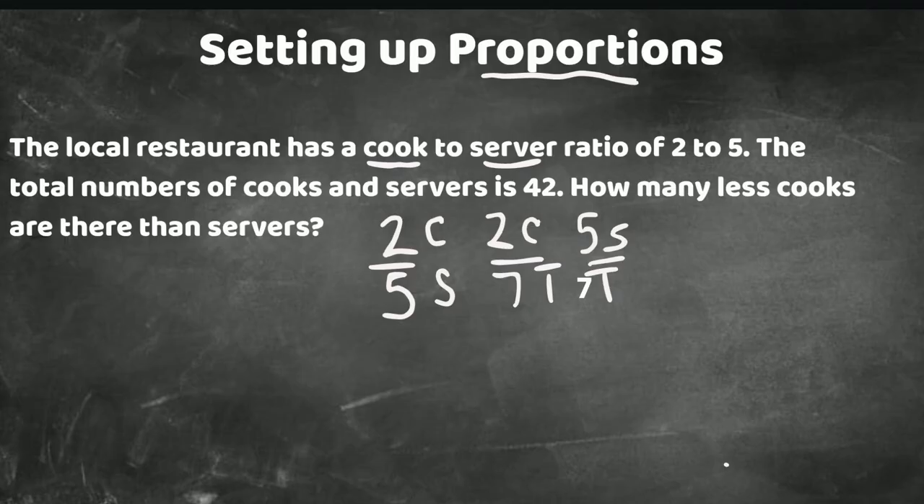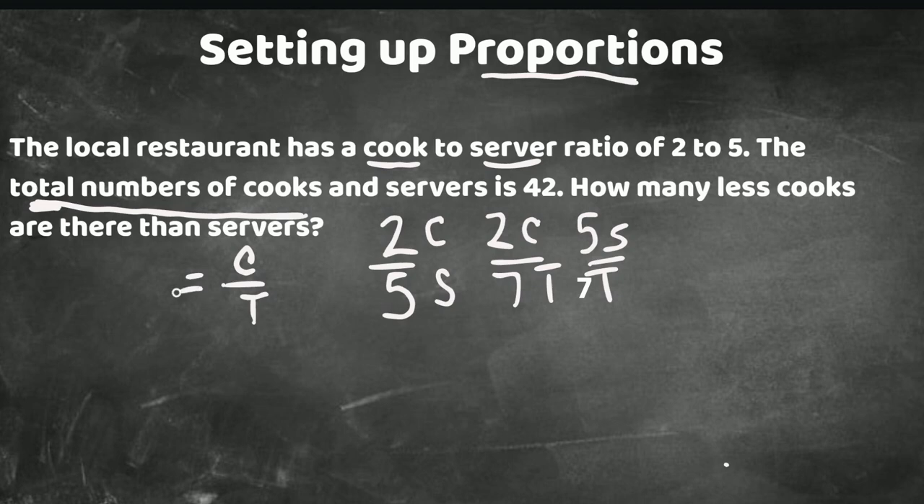So now let's move over here and see what it asks us. It gives us the total number of cooks and servers is 42. How many less cooks are there than servers? So it's looking for cooks, so I'm going to write a C here. And it gives us the total right here, so this would be total.